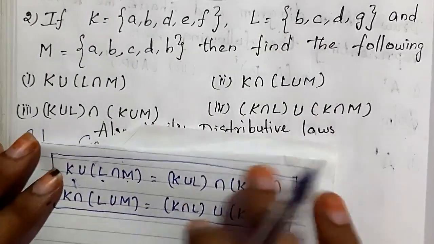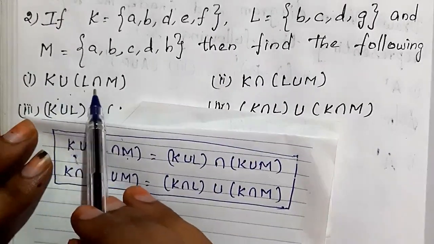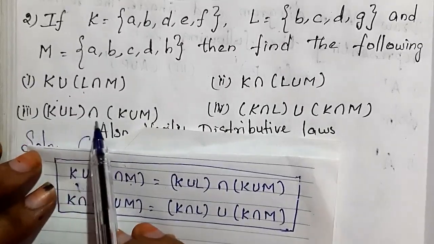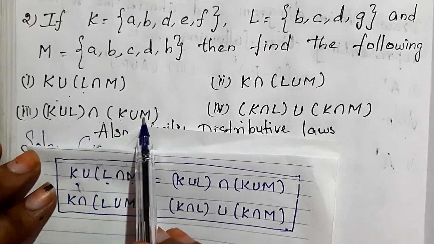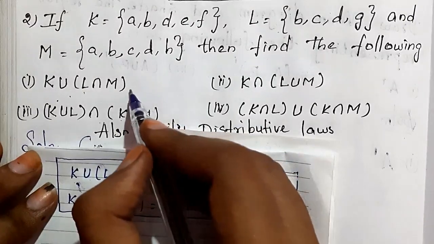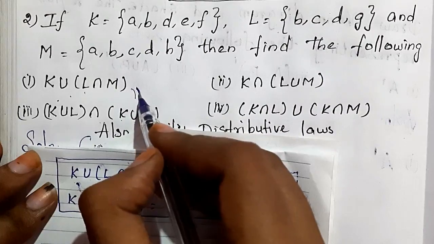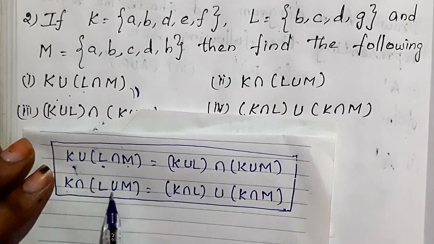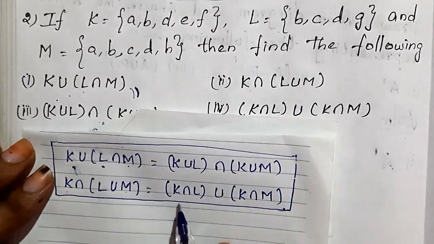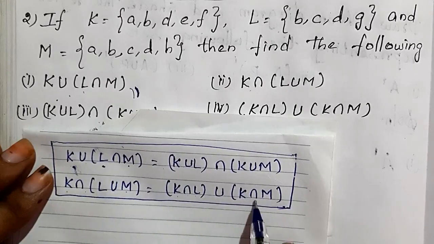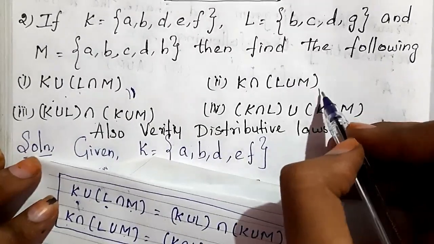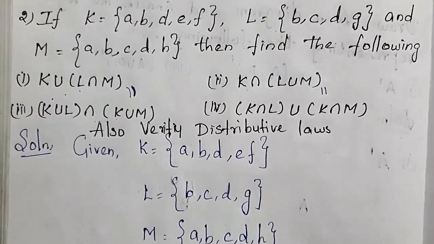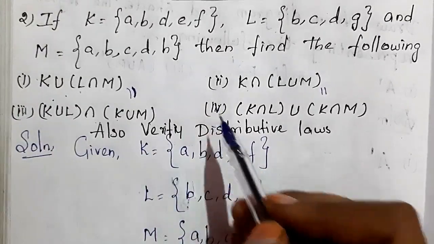See, K union L intersection M is equal to K union L intersection K union M. So if we find these two are equal, one distributive law is verified. Next one, K intersection L union M. See, K intersection L union M equal to K intersection L union K intersection M. See this? So if we find these two are equal, we can say the distributive law is verified. Okay. So first and third, second and fourth. Now we can check.